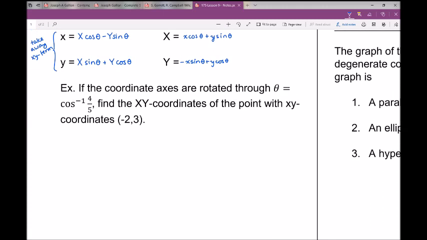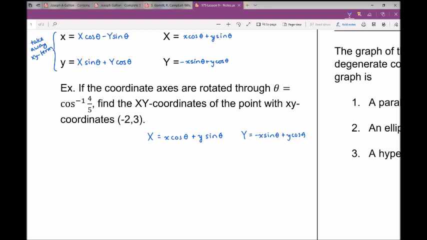If the coordinate axes are rotated through theta equal to cosine inverse of 4/5, we want to find the big XY coordinates of the point with little xy coordinates (-2, 3). First of all, I need to find big X, which is equal to little x cosine theta plus little y sine of theta. And I also need to find big Y, which is negative little x sine of theta plus little y cosine of theta. Okay, so those are the two formulas I'm going to be using.